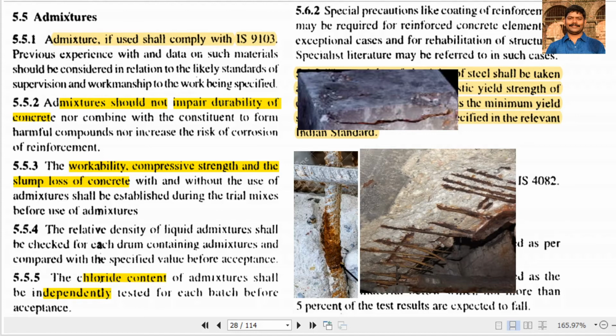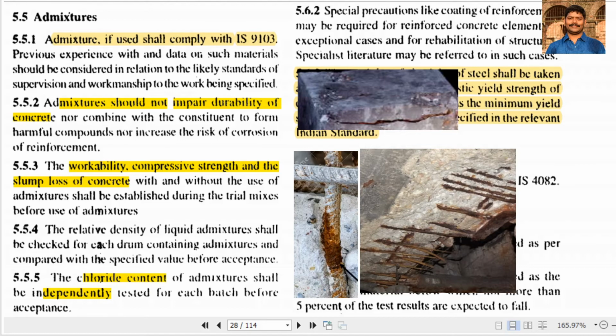It says that if you are adding admixture, then you also should test the workability, compressive strength, and the slump loss. Basically you have to test with admixture and without admixture, and check how much effect there is on the workability, compressive strength, and the slump loss of the concrete.